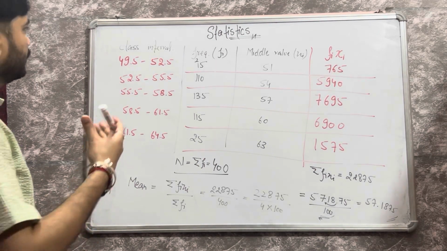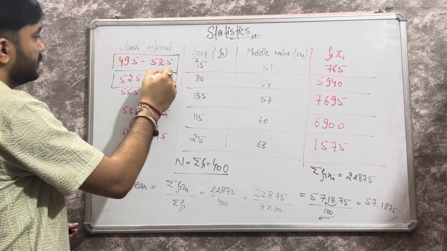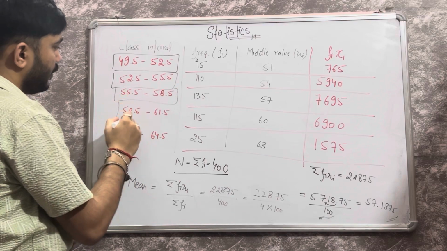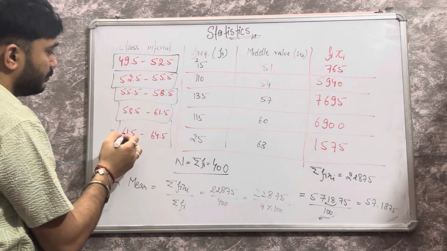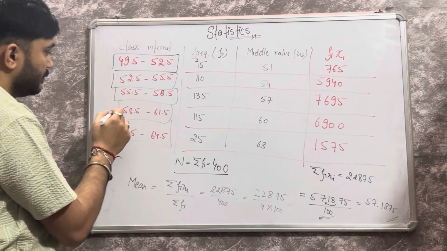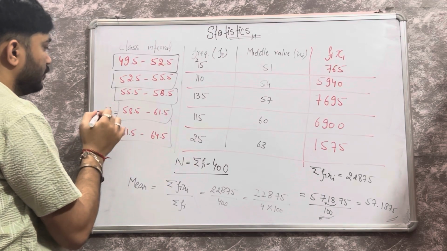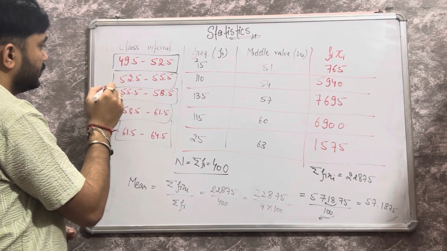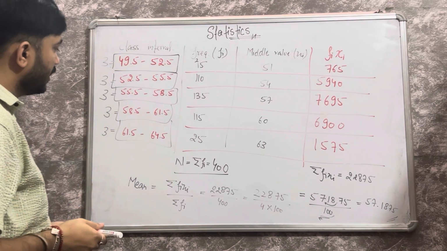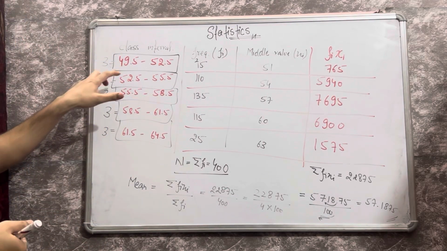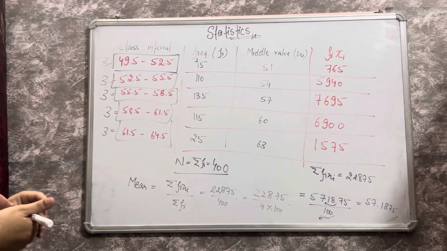Now let us move forward and see that here in class interval, if you find the difference between upper and lower value, that is 64.5 minus 61.5, you will get 3. Here subtract the lower value from the upper value, you will get answer 3, and 3 here as well, 3 here as well, and 3 here as well. And you see the difference between the upper value and lower value remains the same throughout the class interval.